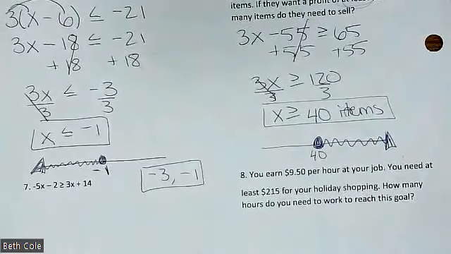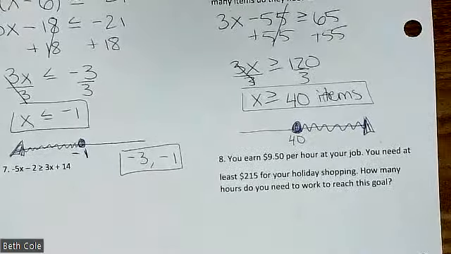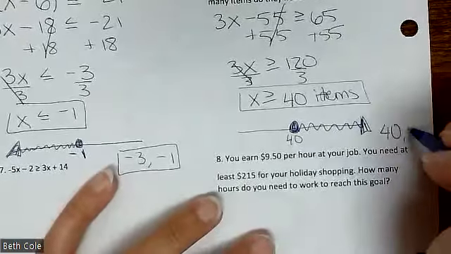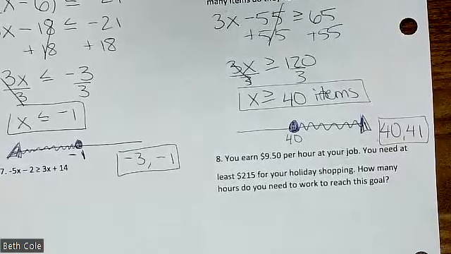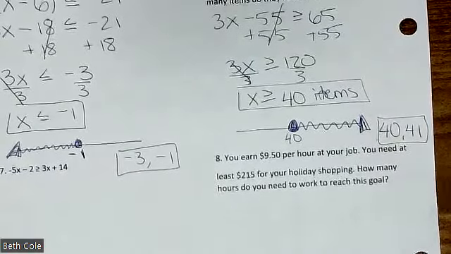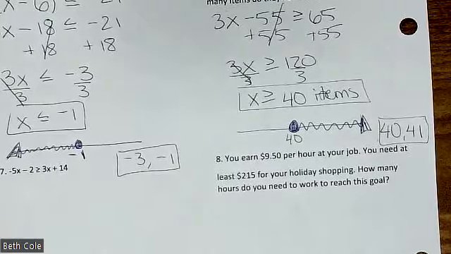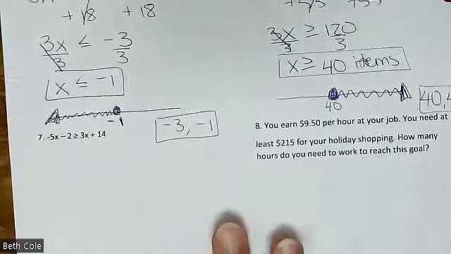So possible answers: 40, 41, 47, 52, anything bigger than that. Can you give me an example of a number that's not part of the answer? 39. Yeah, 39. Okay, good. 2 more. We've got this.